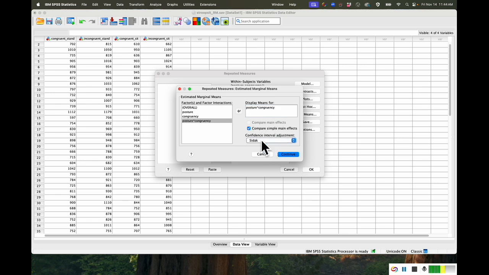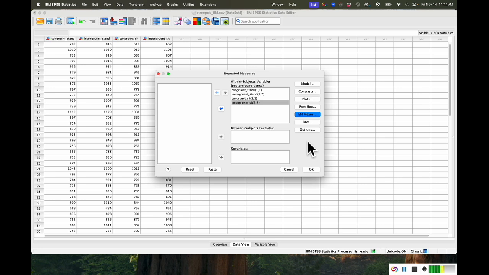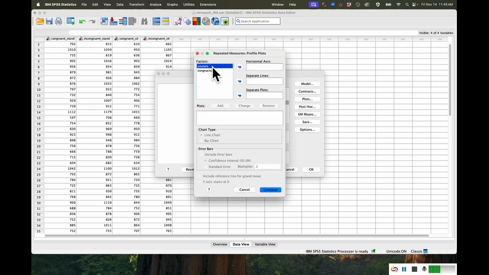I like SIDAK. LSD is too lenient, Bonferroni is too strict. I feel like SIDAK is the Goldilocks choice for power correction. So click that and then plots. Let's get ourselves a graph. So we can go over to posture on horizontal axis, congruency on separate lines, click add.